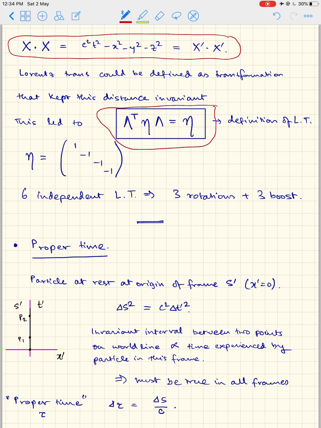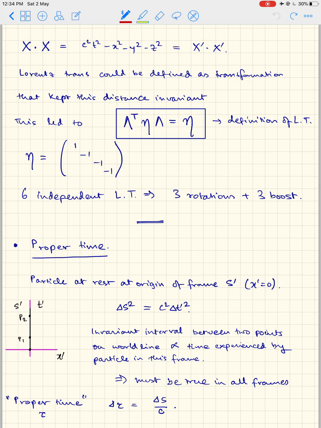is equal to eta. This is the equation that defines a Lorentz transformation, where eta is this 4x4 matrix with diagonal entries 1, minus 1, minus 1, minus 1. This led us previously to the fact that there were 6 independent sorts of Lorentz transformations in 3 plus 1 dimensions: 3 rotations and 3 boosts. Okay. So that was a recap from the last time around.